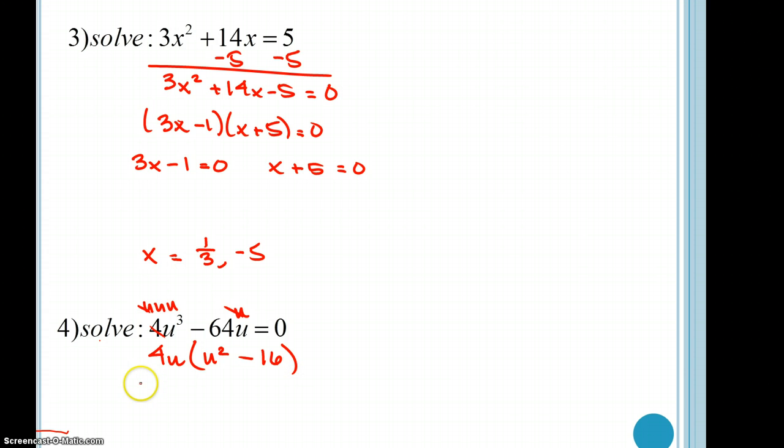Dividing both sides by 4, you get u equals 0, minus 4 and minus 4, negative 4 for this equation. And then when you add 4, you'll get 4 for your last equation. Box it up, and there you go.